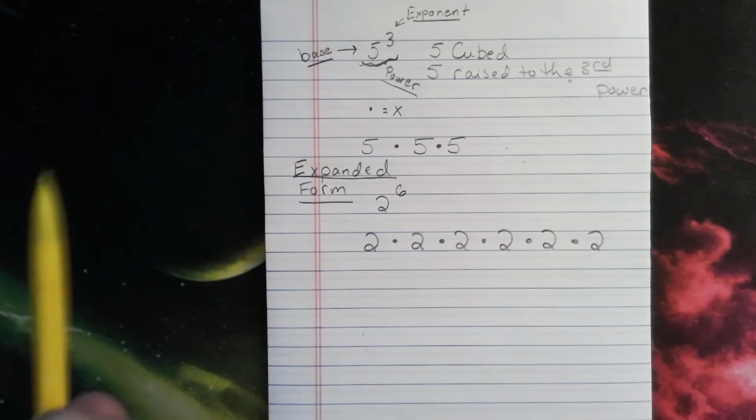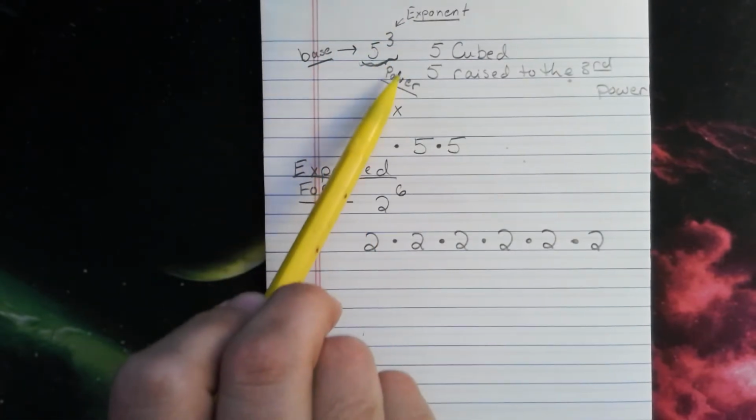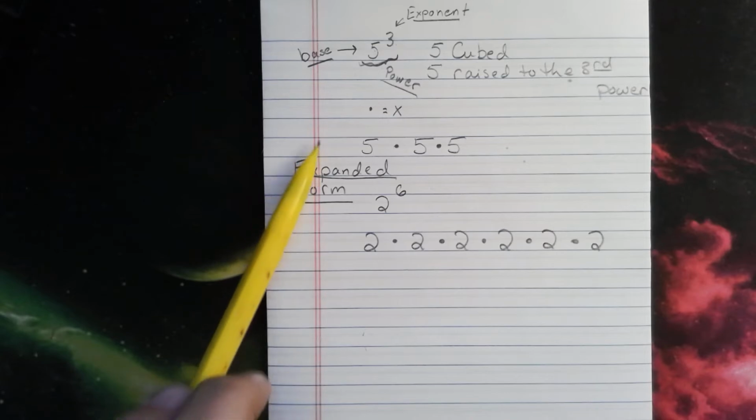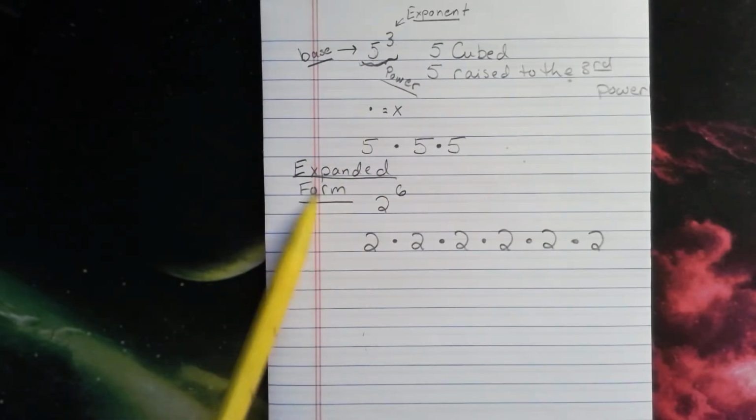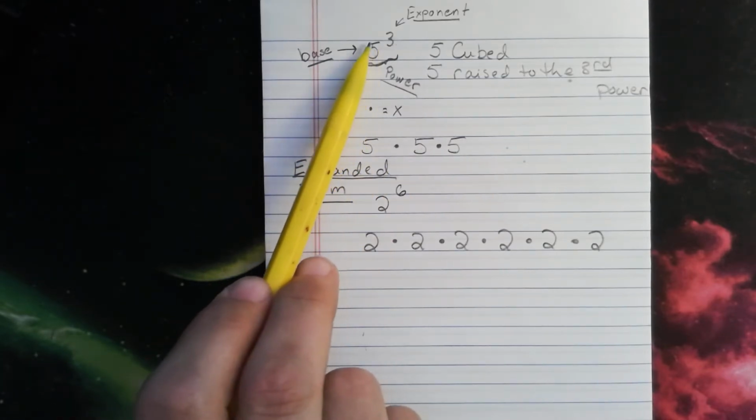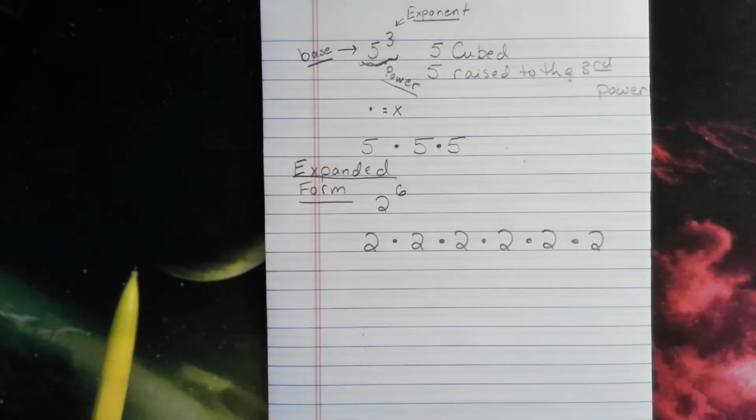So think of those as the same thing. We have our base, our exponent. Together they make the power. When we want to take our power and put it in expanded form, we are going to take the base number and write it the number of times the exponent says.